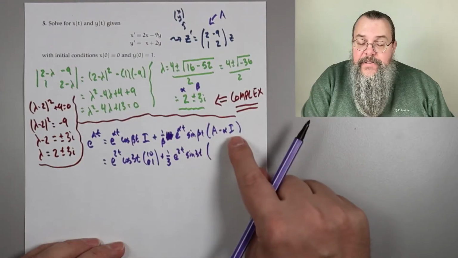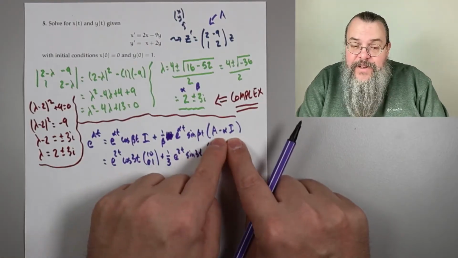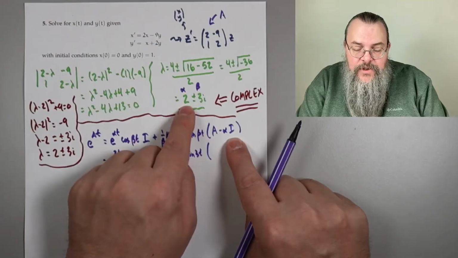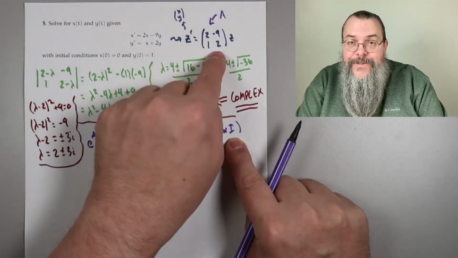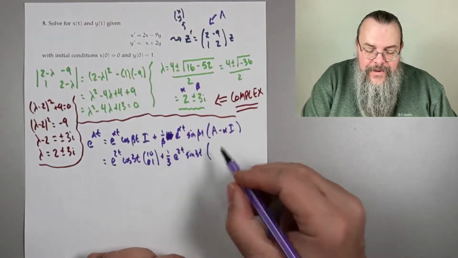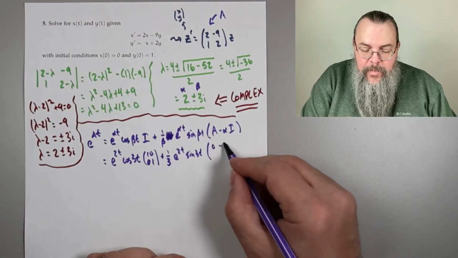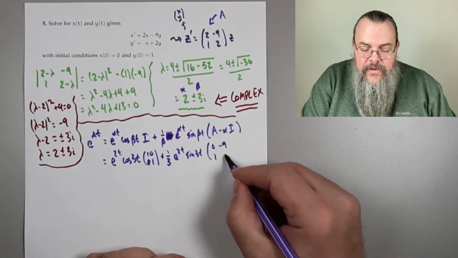Now A minus alpha I. So it's not A minus lambda, it's A minus alpha. So we're subtracting 2. Now notice the diagonal already has 2, so we're subtracting 2s. So this becomes 0, minus 9, 1, 0.